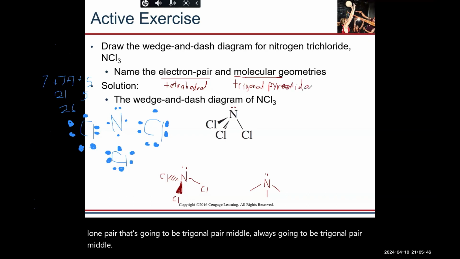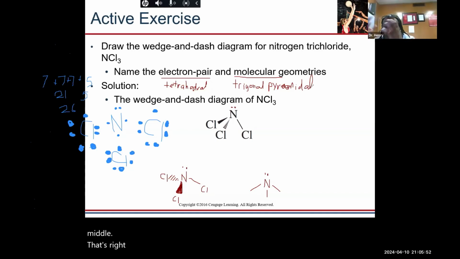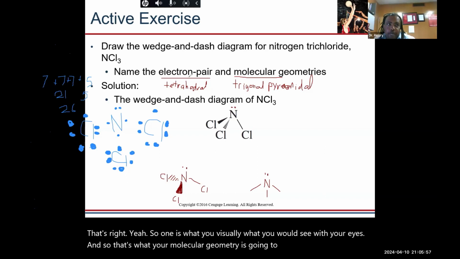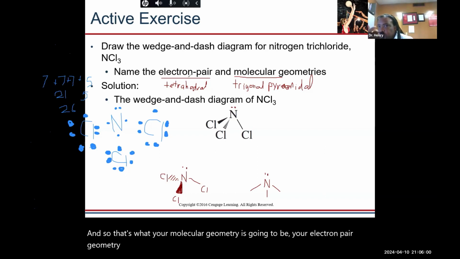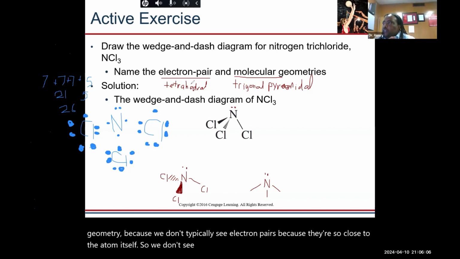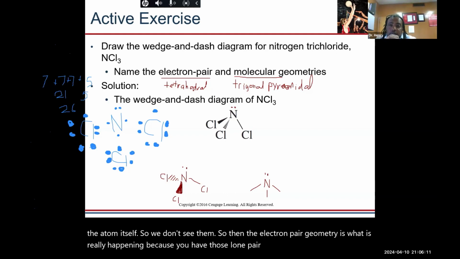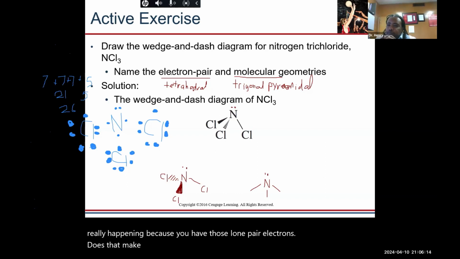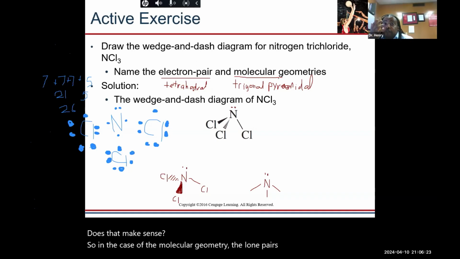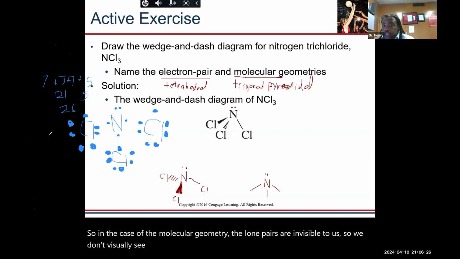So we're just looking at the same diagram through different lenses, basically. That's right. One is what you would see visually with your eyes, and that's what your molecular geometry is going to be. We don't typically see electron pairs because they're so close to the atom itself, so the electron pair geometry is what is really happening because of those lone pair electrons. Does that make sense? Yeah, that makes more sense now. Thank you. In the case of the molecular geometry, the lone pairs are invisible to us, so we don't visually see them, even though they affect the shape.